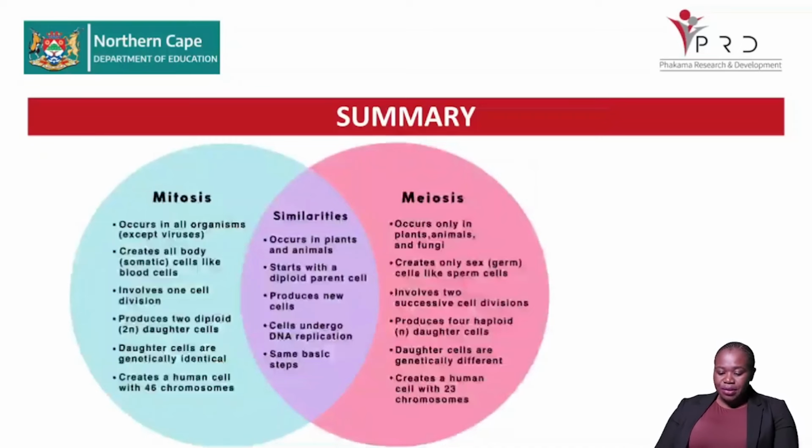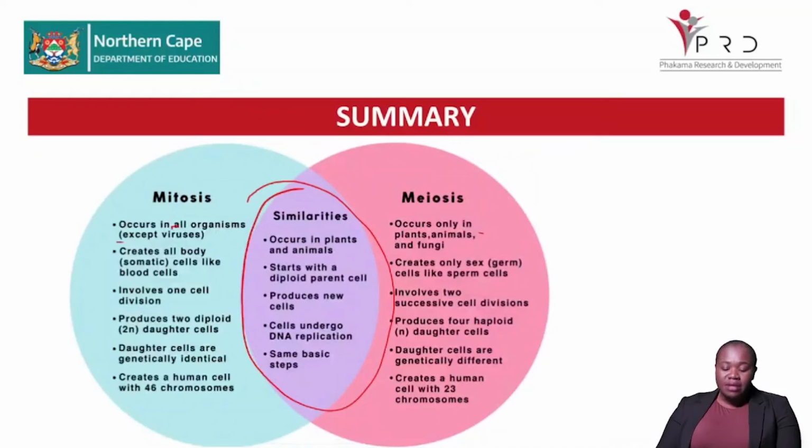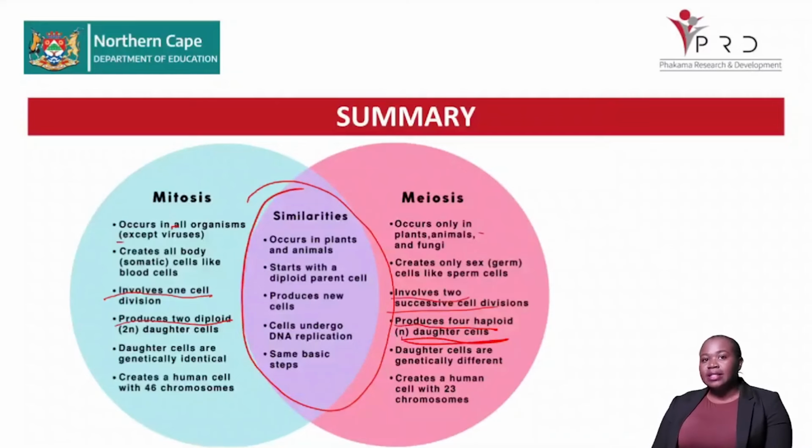And then with mitosis and meiosis, on one side we have meiosis and on the other mitosis. These are the differences, and in the center we have the similarities. We just discussed these, whereby we can look at meiosis taking place in certain ways and mitosis taking place in a certain way as well. We know that, for example, mitosis involves one cell division and meiosis involves two cell divisions. Meiosis produces 4 haploid cells, whereas mitosis produces two diploid cells that are genetically identical.